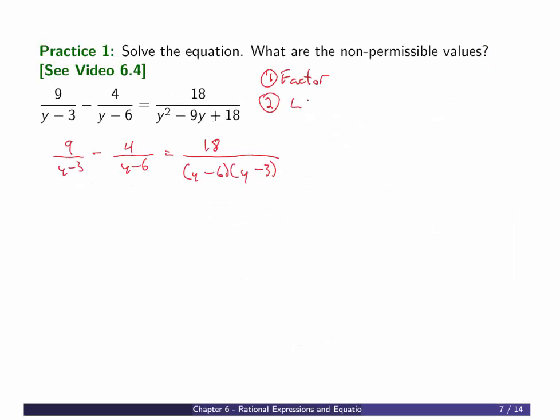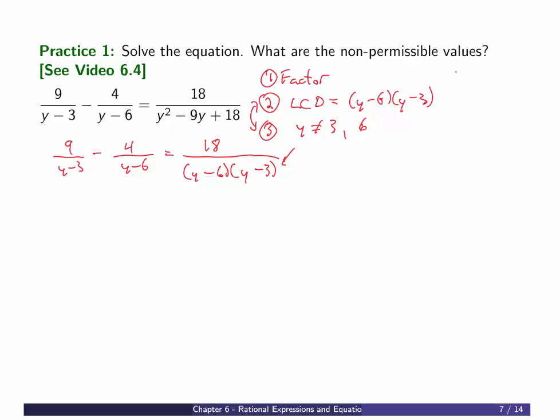So the LCD, which we can clearly identify, what do you think it is? We have y minus 3 here, y minus 6 here. Then we have y minus 6, y minus 3. So the LCD, what's common and what's the lowest common denominator, will be this guy right here. And I was supposed to discover the non-permissible values. The non-permissible values are, of course, y cannot be 3 and 6. These are flipped around.